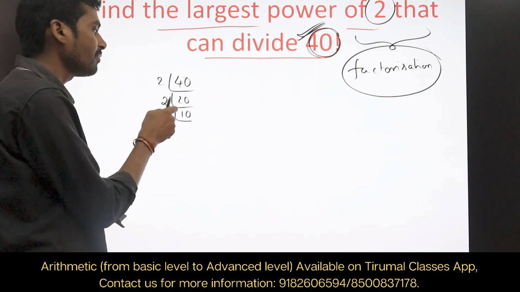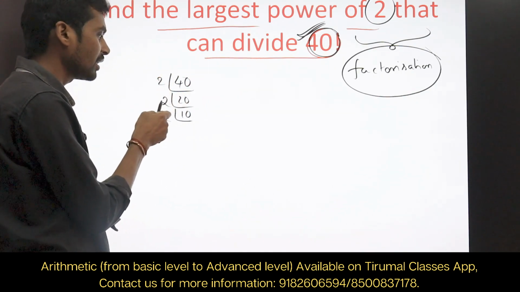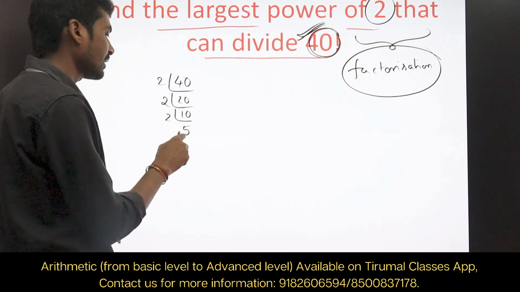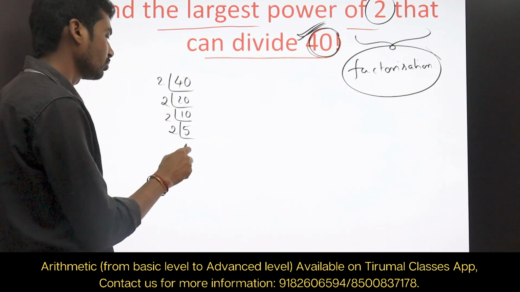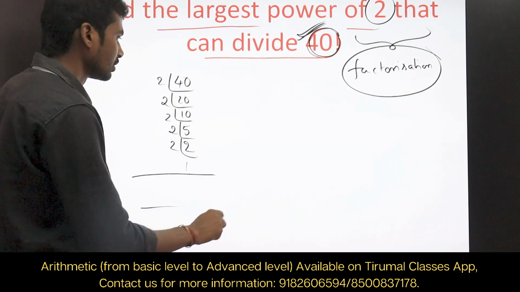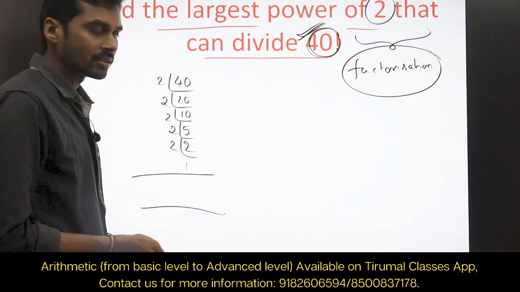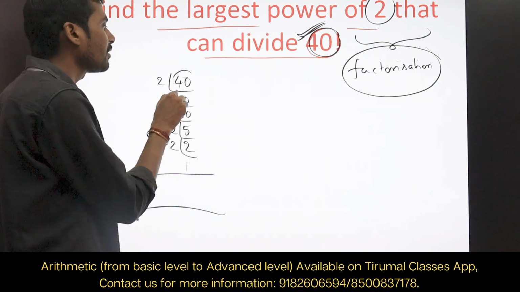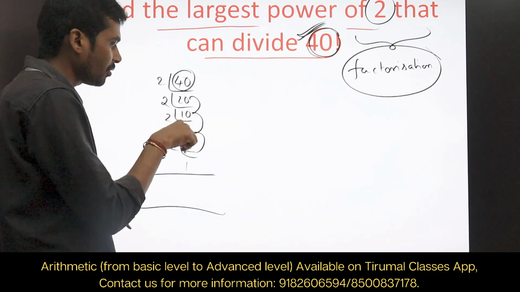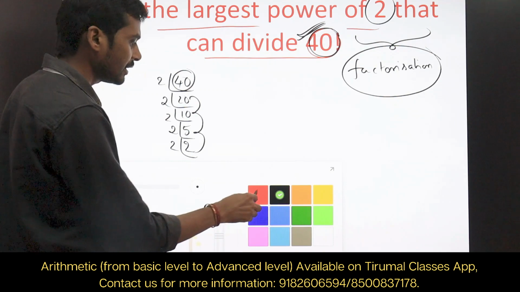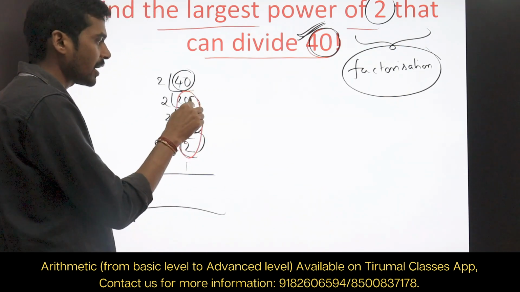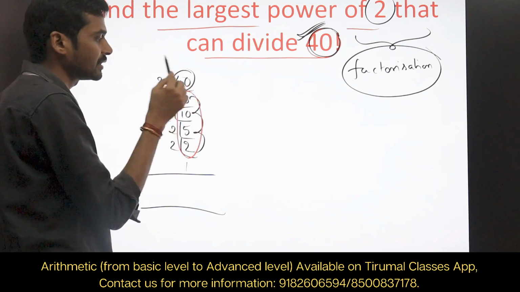So 40 divided by 2, 2 20s, again 20 divided by 2, 2 10s, 10 divided by 2, 2 5s. Next this 5 is further divided by 2, so 2 2s and then 2 1s. Okay, so finally, what is your final answer? The final answer is the sum of the remaining numbers except the given number, that means except 40.